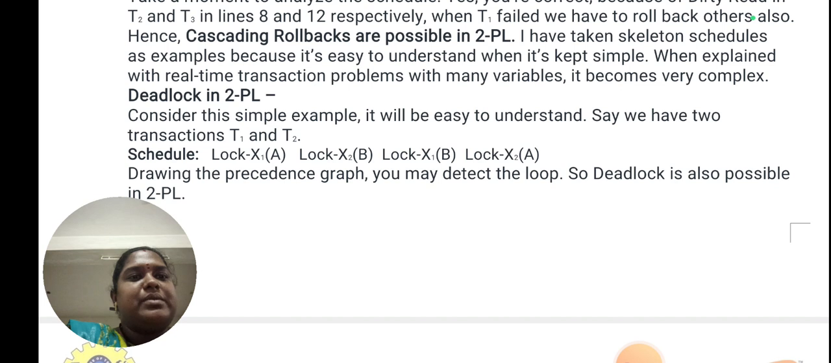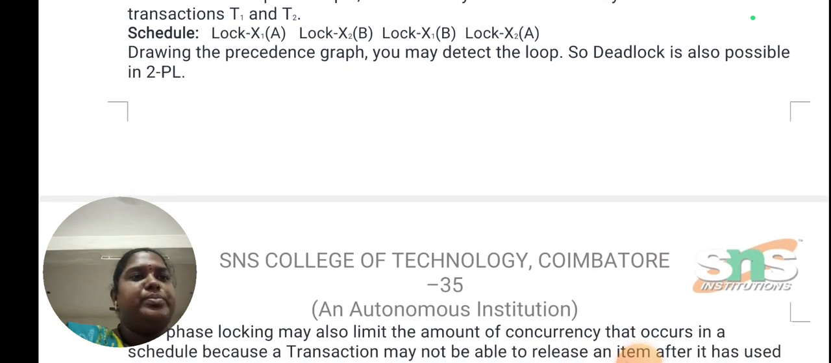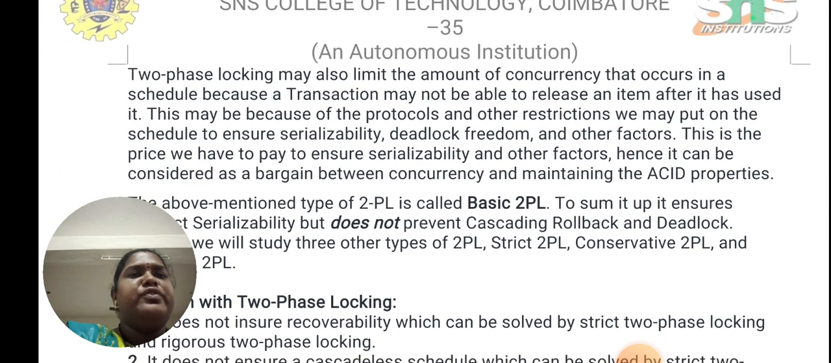Deadlock in 2PL. Consider a simple example, it will be easy to understand. Say transactions T1 and T2. The schedule is: lock-X1 of A, lock-X2 of B, lock-X1 of B, lock-X2 of A. Drawing the precedence graph, you may detect the loop. So deadlock is also possible in 2PL.